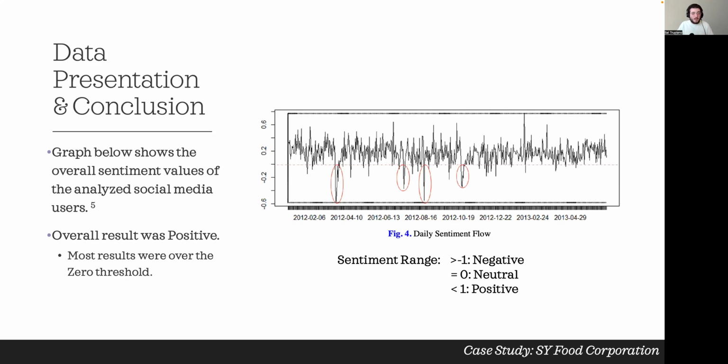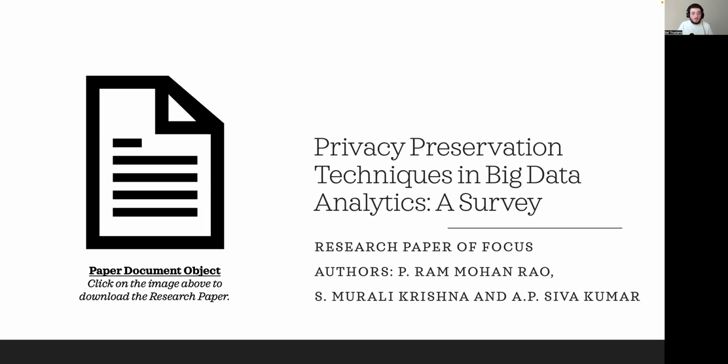So here is the data presentation. We can see in this graph, it shows the overall sentiment values of the analyzed social media users. You can see that most of the values are positive because they're over that red baseline. The ones that are negative are circled in red. And so really the range for the score is anything at -1 and below is negative, 0 is neutral, anything above 0 is positive.